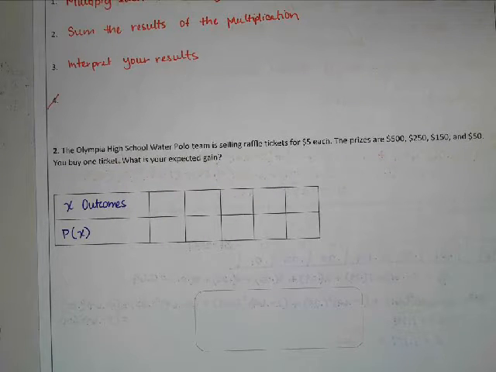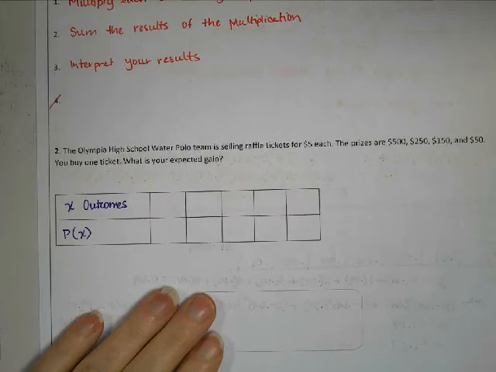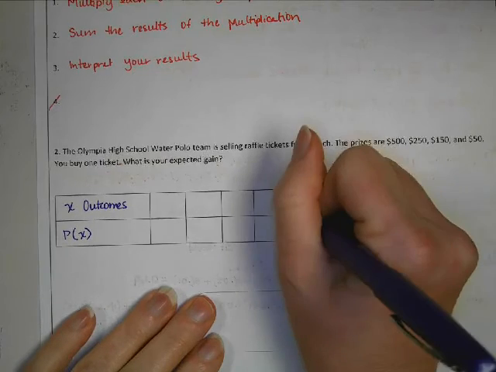So the outcomes are, you could win $500, but do you really win $500? I mean, you do, but you really win $500, but you spent $5. So you really only make $495. So that's the big win. So that would be probably the one that goes in the last column. So that's my big win.